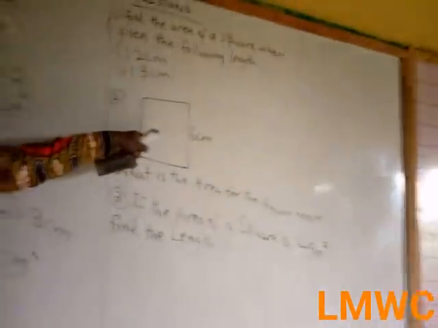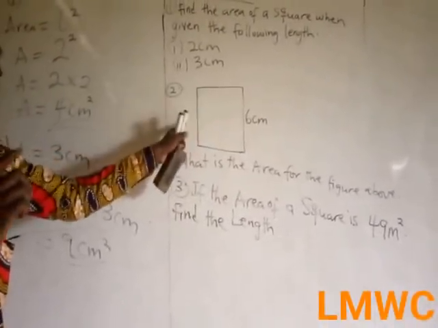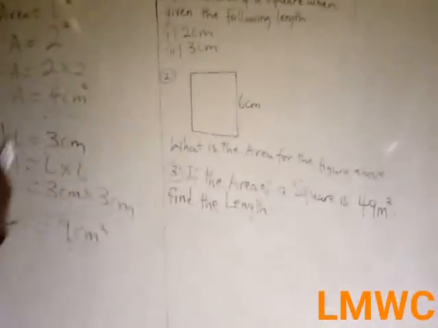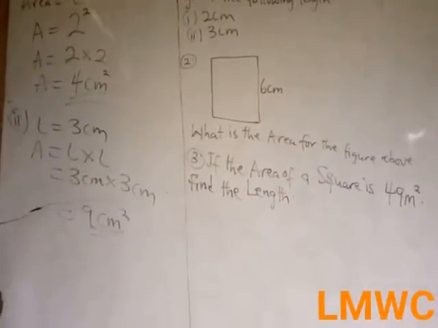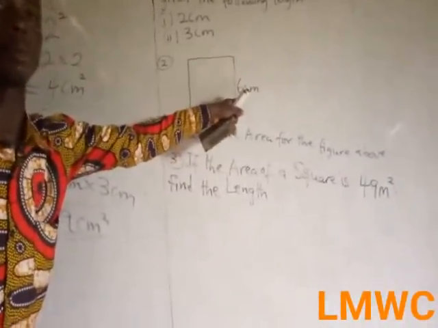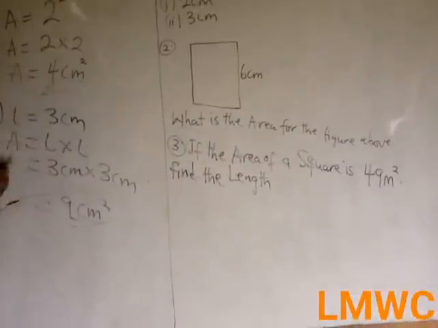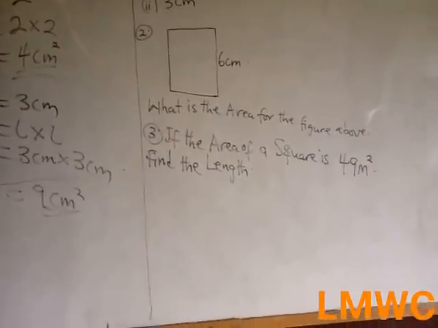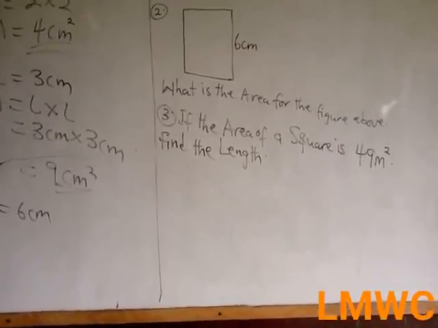So question 2. I have given you this figure, and the first thing you should know is to identify your figure. If you don't know whether this quadrilateral is a kite, rhombus, trapezium, rectangle, or square, you cannot solve the question. We know this is a square, and one of its lengths is 6 centimeters. And we know all the lengths of a square are equal.